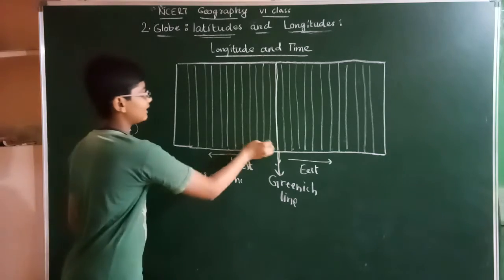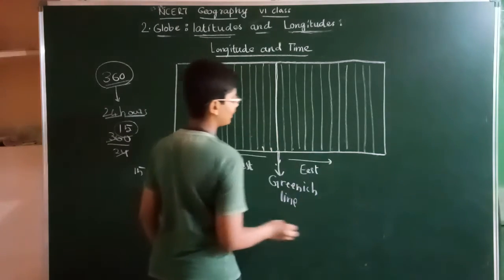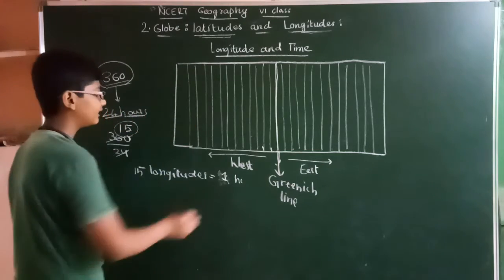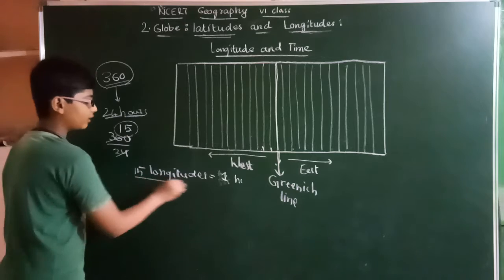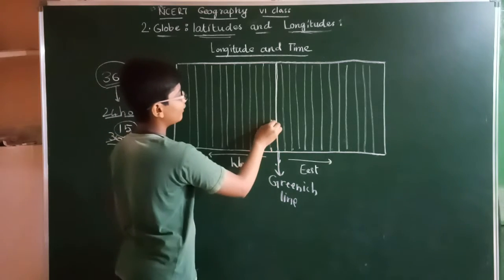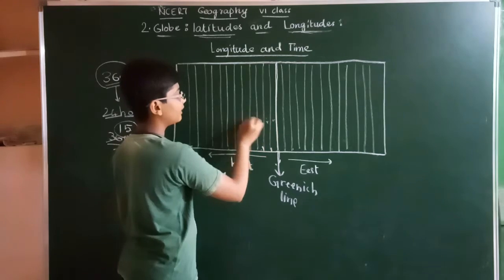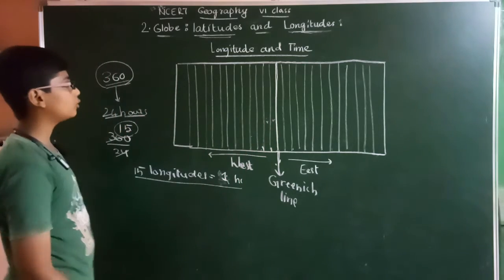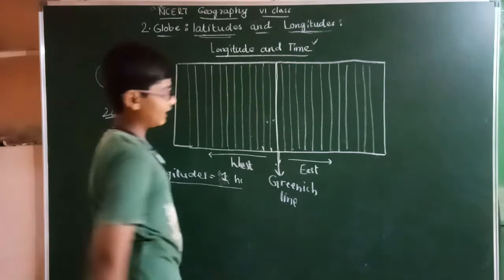Here, these are 12 hours and these are 12 hours, totally 24 hours, so each line represents 1 hour. 15 longitudes is 1 hour. The difference between the Greenwich line and this line will be 15, and between each of these lines, 15, 15, 15. Now, how do we find the time of a place using these longitudes?